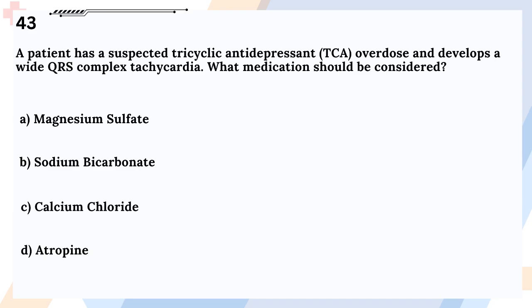Question 43. A patient has a suspected tricyclic antidepressant, TCA, overdose and develops a wide QRS complex tachycardia. What medication should be considered? A. Magnesium sulfate. B. Sodium bicarbonate. C. Calcium chloride. D. Atropine.